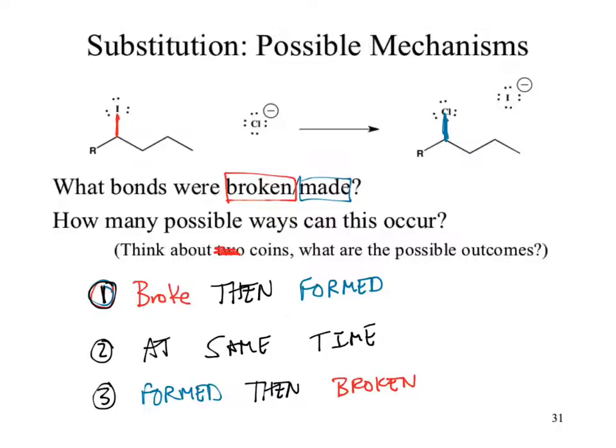So there's only three possible ways this reaction could happen, okay, if we're looking at moving two electrons. Of those three possible ways, does any one of them just scream, nope, can't do that? Okay, 3 can't happen. I cannot form the bond between the chlorine and that carbon first. Why not? It would exceed the octet on the carbon. So I can ignore that last option. So really I only have two options.